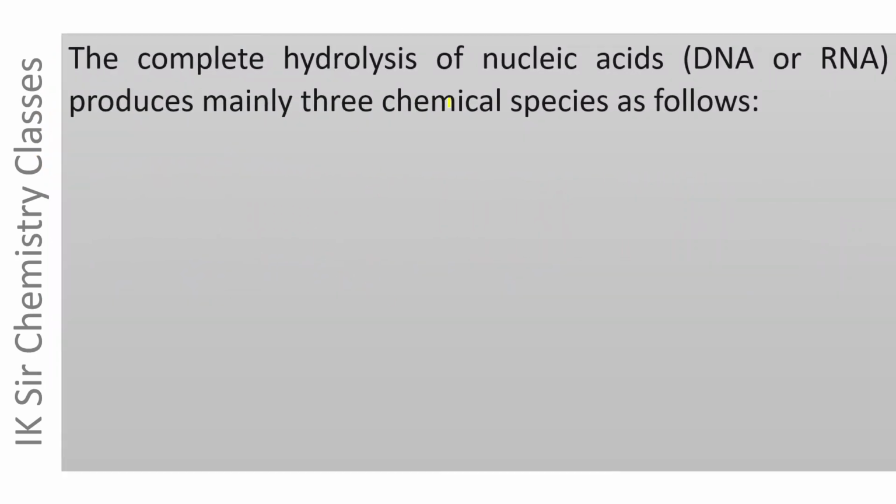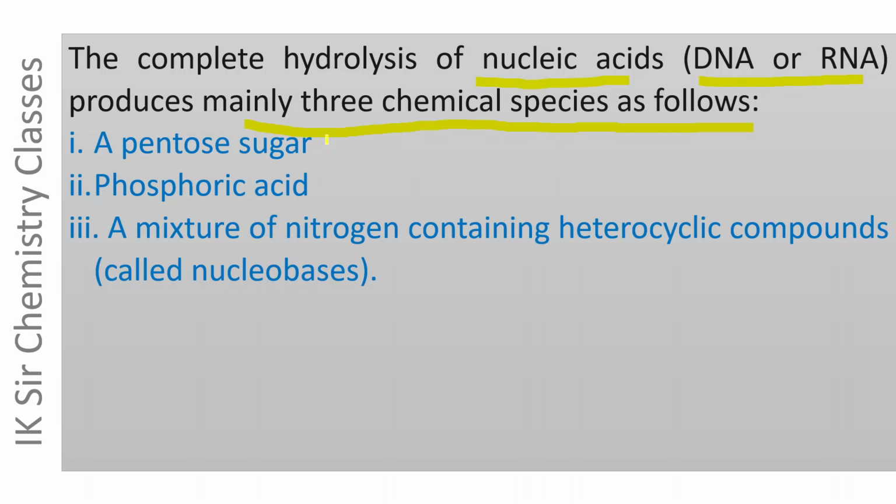The complete hydrolysis of nucleic acids, that is DNA or RNA, produces mainly three types of chemical species, and these are a pentose sugar, that is a carbohydrate containing 5 carbon atoms, phosphoric acid, that is H3PO4, and a mixture of nitrogen containing heterocyclic compounds which are called nucleobases.